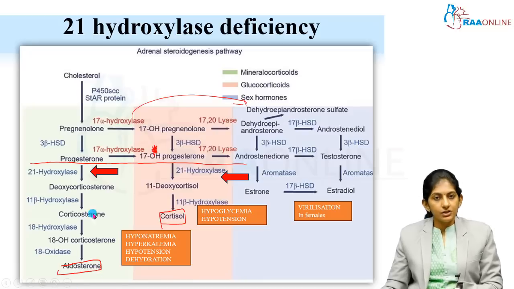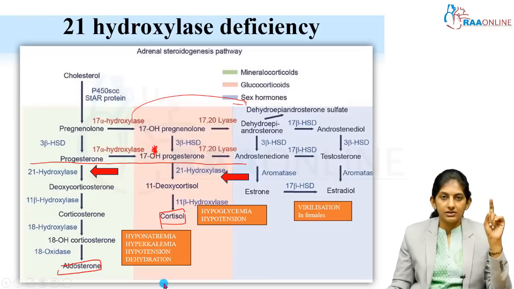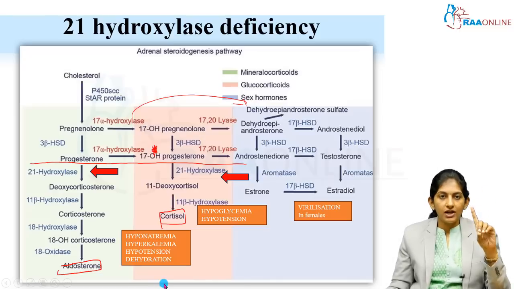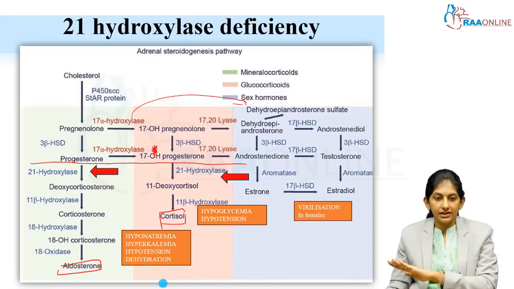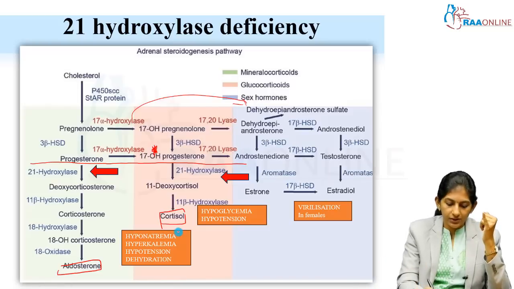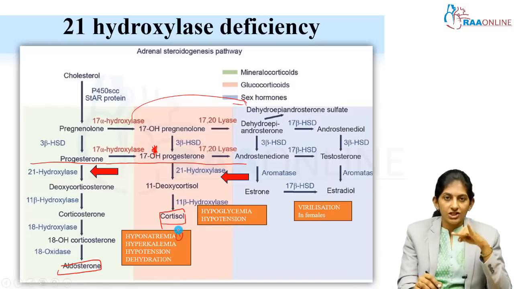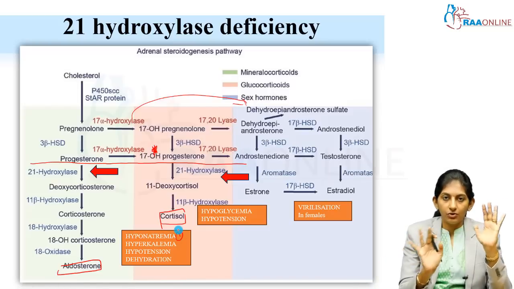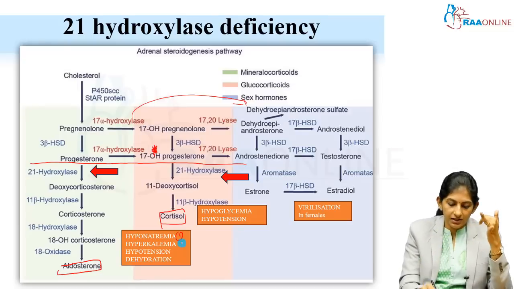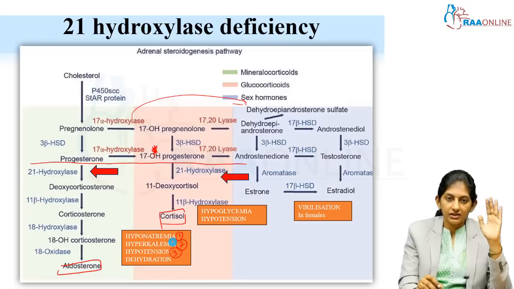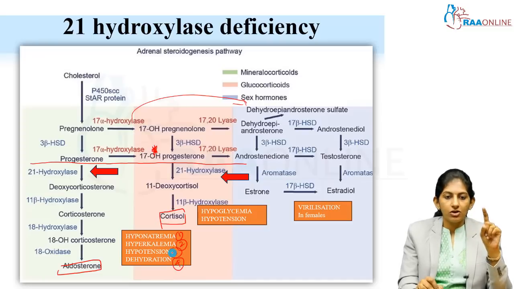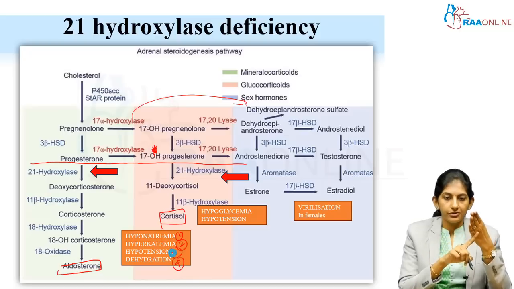So if there is no mineralocorticoid, what will happen? Remember, go back to the renin, angiotensin, aldosterone. So if there is no aldosterone, sodium will get excreted. So number 1, there will be hyponatremia. Next, potassium is not going to go outside, so there will be hyperkalemia, there will be hypotension. Whenever there is sodium loss, there is going to be dehydration, right? So because of mineralocorticoid deficiency, these 4 things are going to happen.